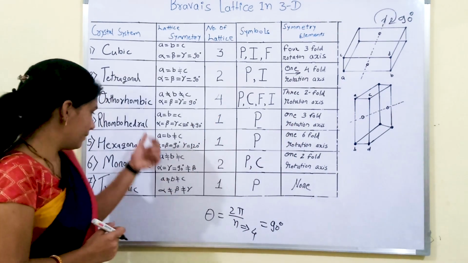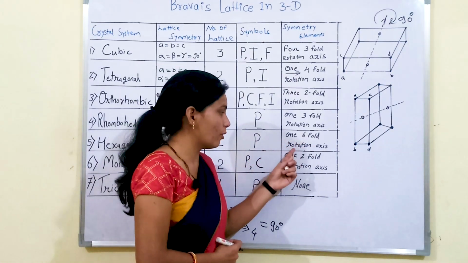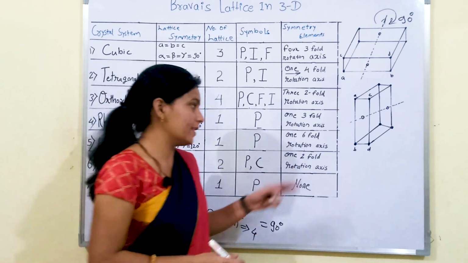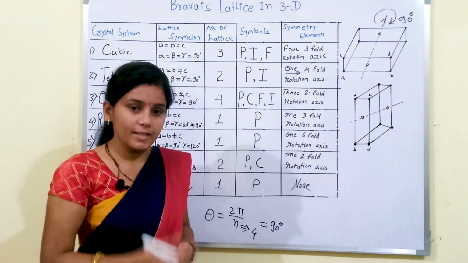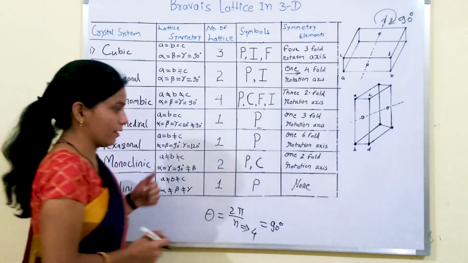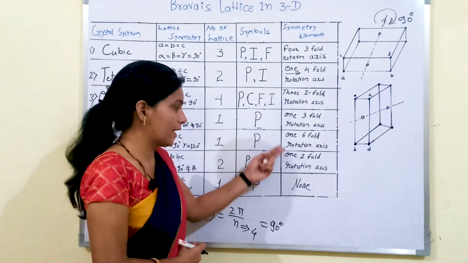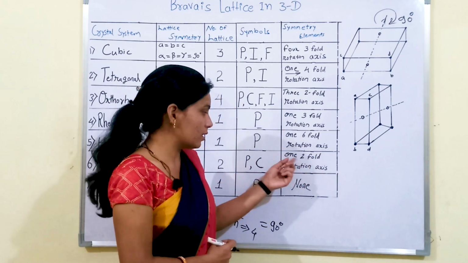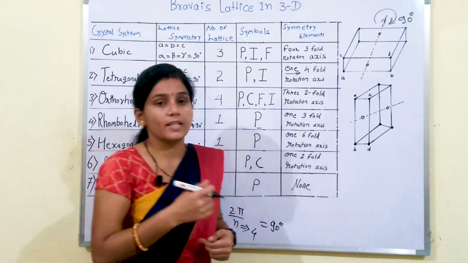Similarly, for hexagonal, here we have 1 6-fold rotation axis. That means there is only one rotational axis along the 6-fold rotational symmetry, and the rotational angle is 60 degree for the hexagon. So for the monoclinic, similarly we can see here 1 2-fold rotation axis. That means only one rotational axis is present with the 2-fold rotational symmetry.